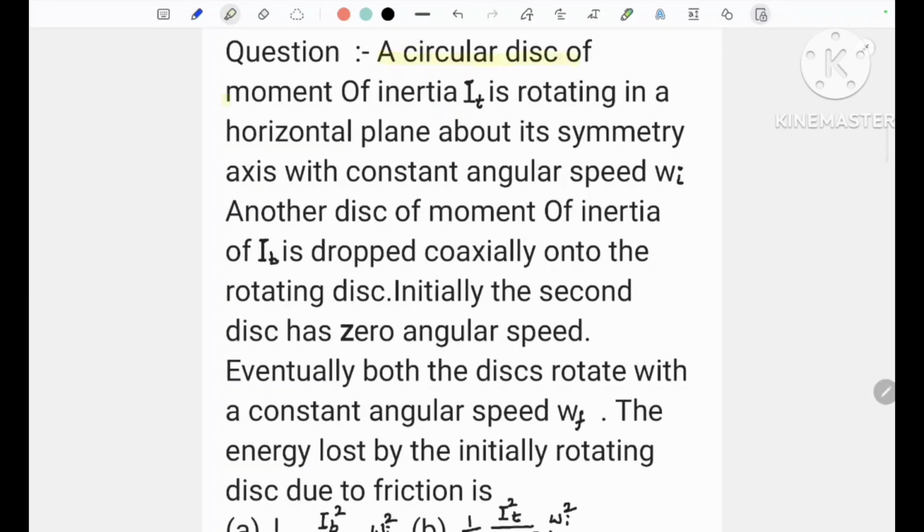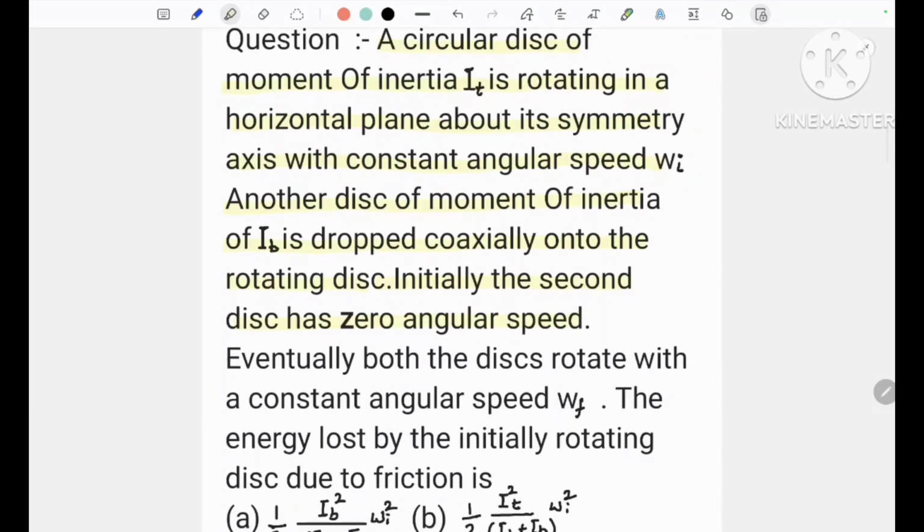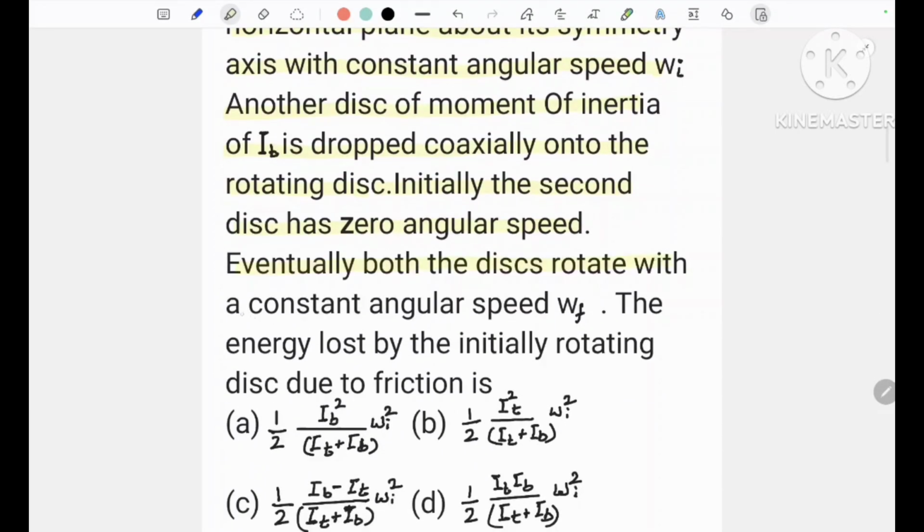A circular disk of moment of inertia I_T is rotating in a horizontal plane about its symmetry axis with constant angular speed omega I. Another disk of moment of inertia I_B is dropped coaxially onto the rotating disk. Initially the second disk has 0 angular speed. Eventually both the disks rotate with a constant angular speed omega f. The energy lost by the initially rotating disk due to friction is.